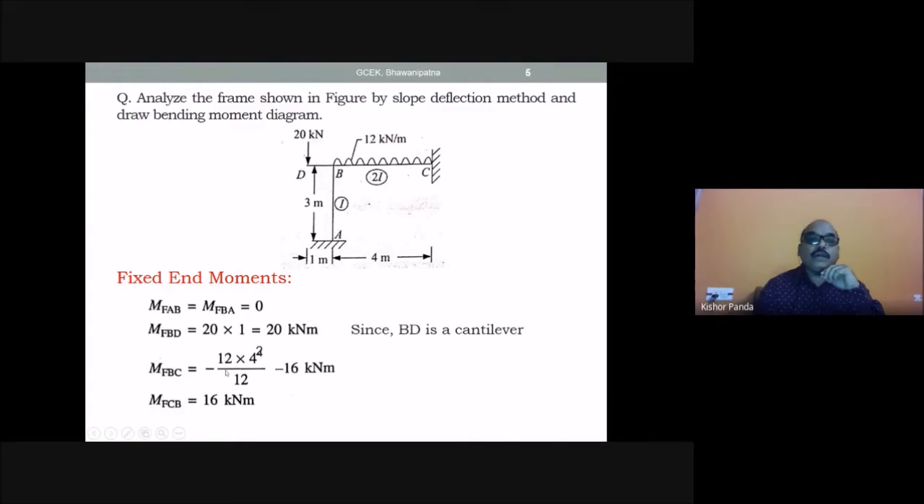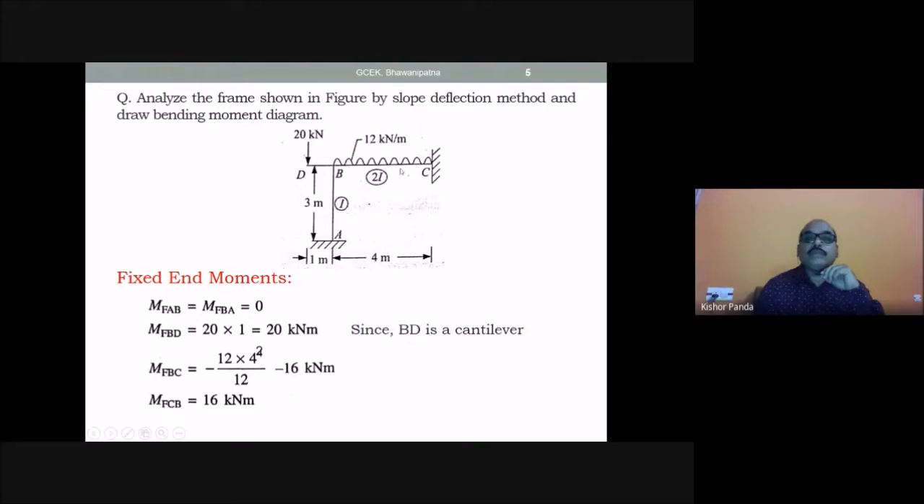20 into 1. You know how to find out for the cantilever beam. So here this is the load and this is the length, 1 meter. So what is the moment here? So MFBD is equal to 20 into 1. This is 20 kilonewton meter.